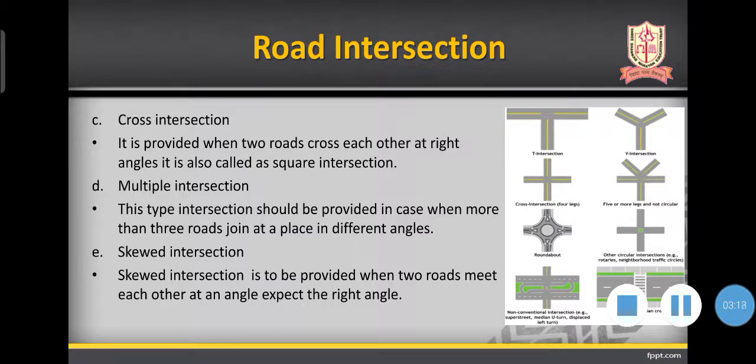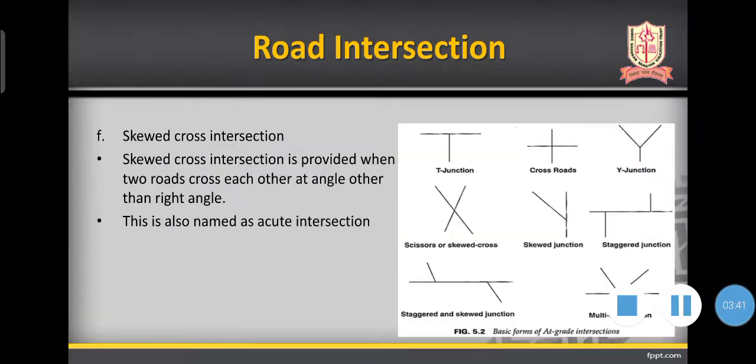Then there is a skew intersection. A skew intersection is provided when two roads meet each other at an angle other than a right angle. If one single road is going straight and the other road is meeting that road at not 90 degrees, then that is known as a skew junction, as you can see in the diagram.